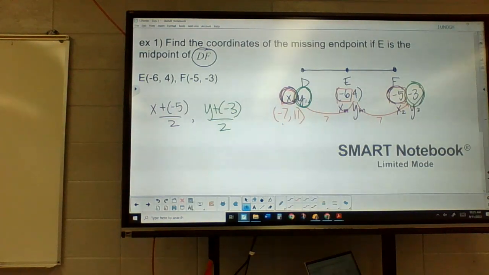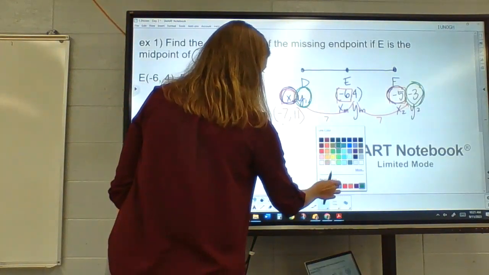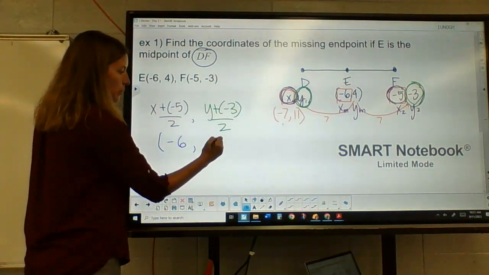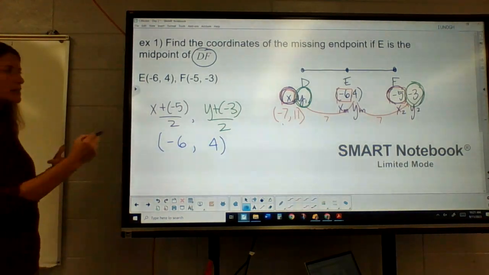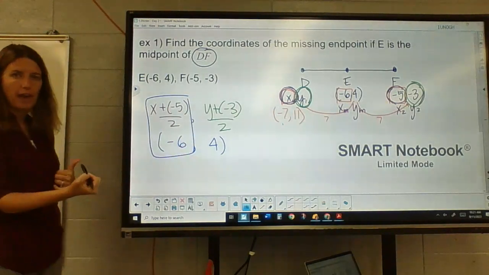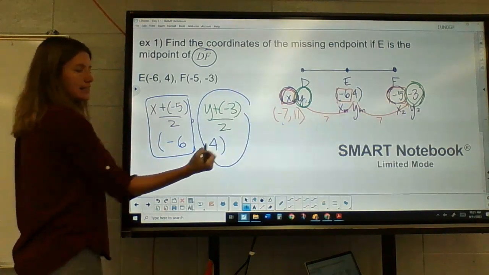The thing is, I know what these two equal. I know the answer for the midpoint. I know it's -6, 4. So I know that's what this whole thing is going to equal. So what I can do is set up 2 equations to solve this. I'm going to set up an equation that says this has to equal that, and another equation that says this has to equal that.